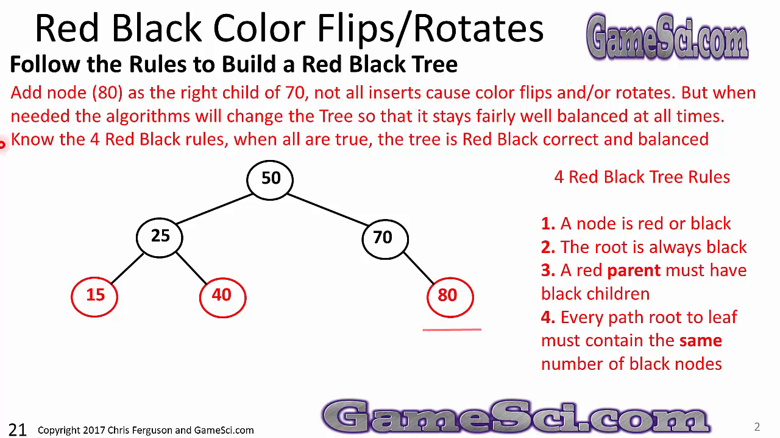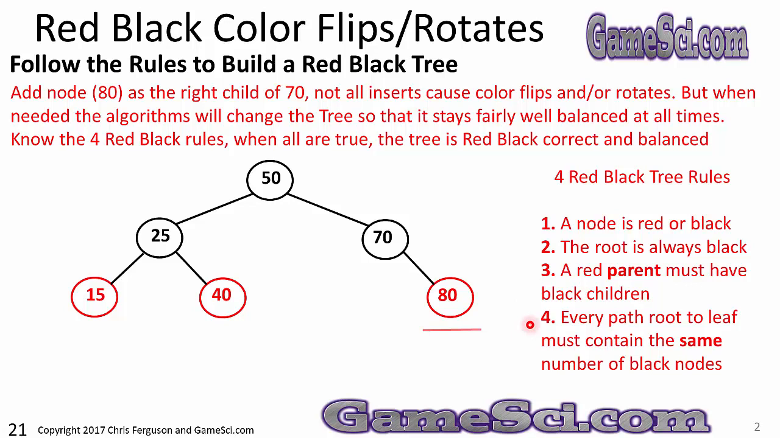Know the 4 red-black tree rules. When all are true, the tree is red-black correct and balanced. The rules are, number 1, a node is red or black. Every node in this tree is red or black. Number 2, the root is always black. The root here is black. Number 3, a red parent must have black children. There are no red parents, so rule number 3 has to be true.